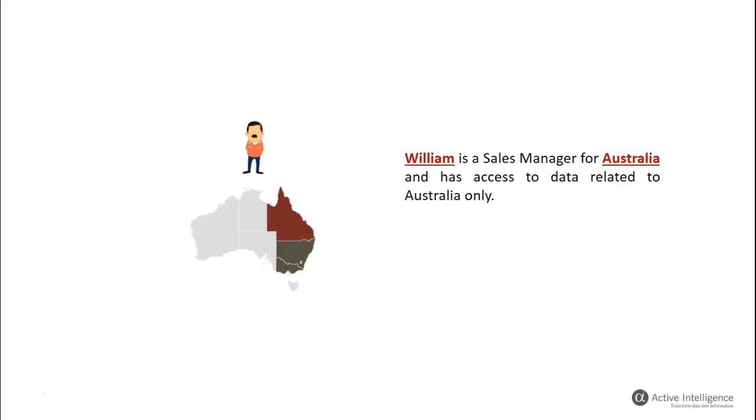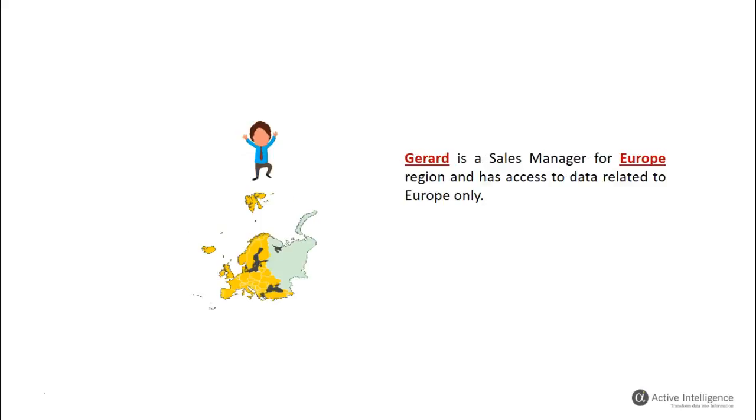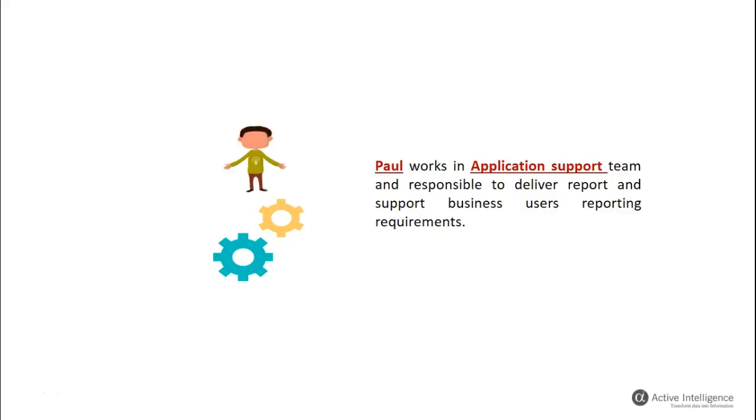William is responsible for sales in Australia. Gerard is responsible for sales in the Europe region. And Paul works in the application support team and is responsible for delivering reports and supporting business users' reporting requirements.